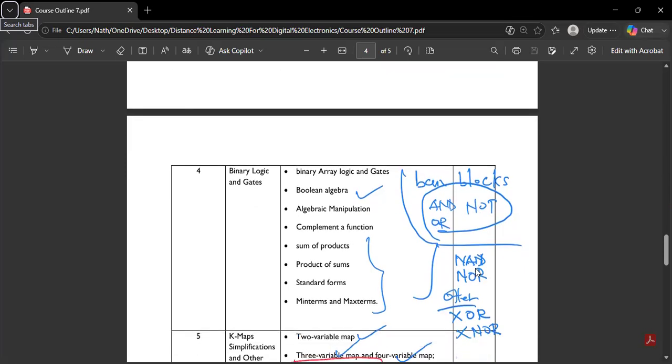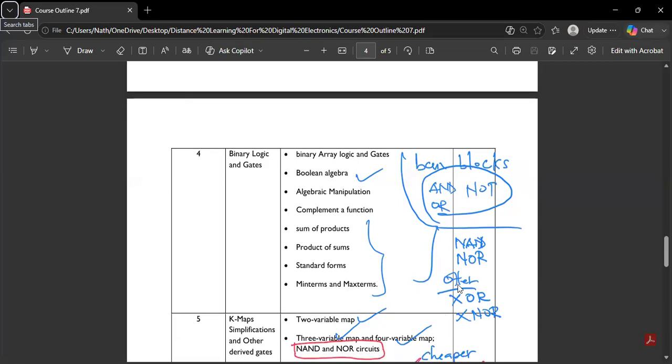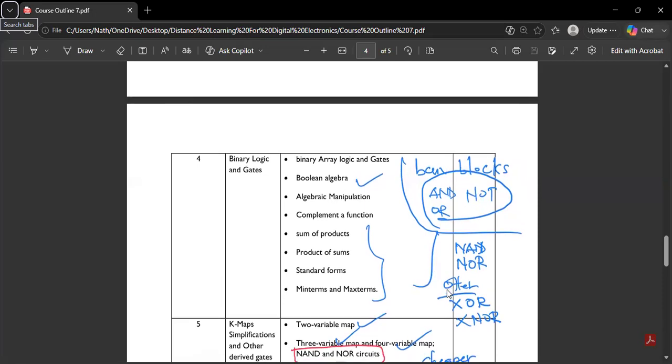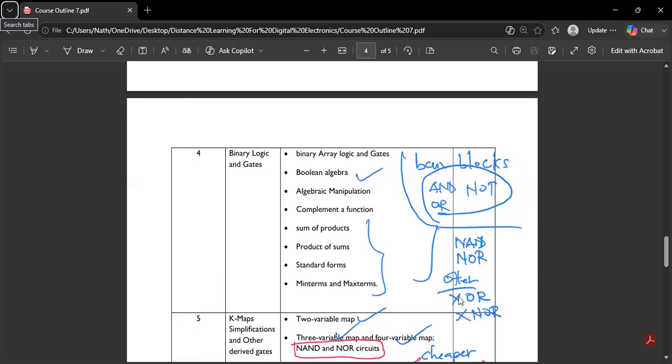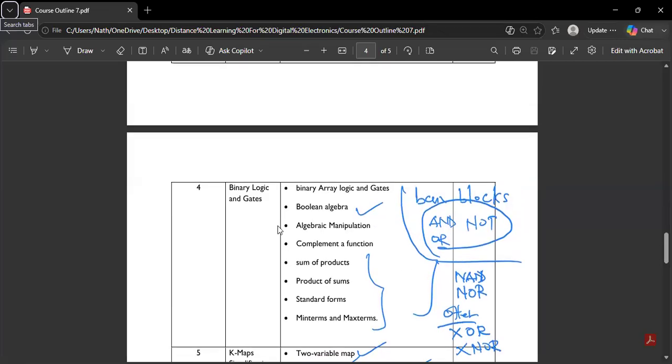And we have the NAND gate and then the NOR gate. The NAND is basically the complement of the AND gate, and the NOR gate is basically the complement of the OR gate. The NAND is just AND followed by NOT, and the NOR is OR followed by NOT. Look at the other gates as well, which are the XOR, the exclusive OR, and the XNOR, the exclusive NOR.